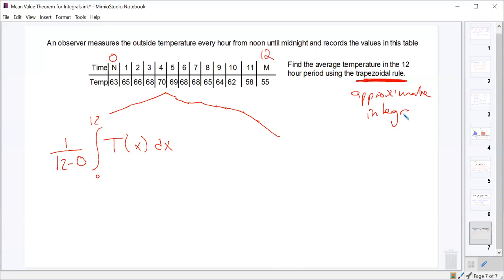And this is something that might get asked of you on the AP test, where it would be like, hey, approximate the average temperature of this continuous function using the trapezoidal rule, or using the left Riemann sum, or whatever they might ask you to approximate using.